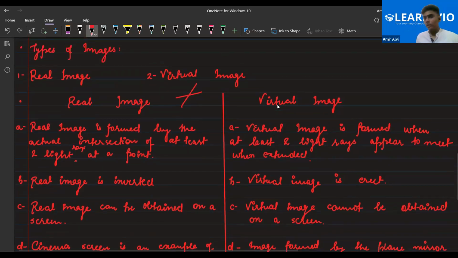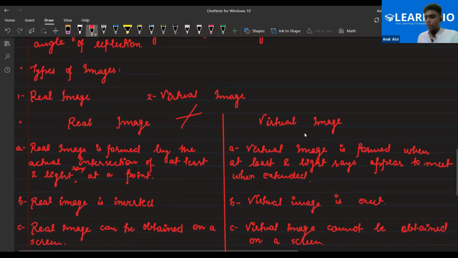And if we talk about the virtual image, what is a virtual image, everyone? A virtual image is formed when at least two light rays appear to meet when extended. So in the virtual image, it's just an illusion. A virtual image is not an actual image.